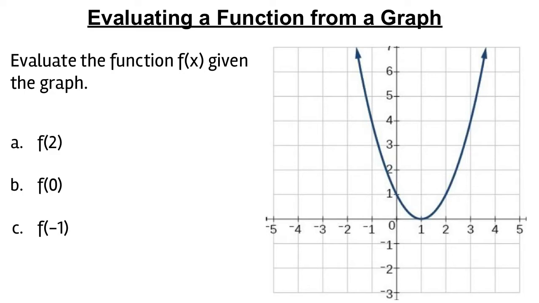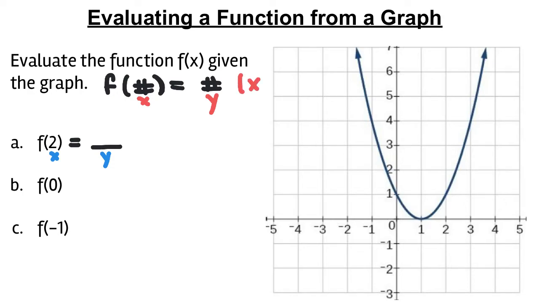So in these examples, we're going to evaluate the function given the graph. Now we know that function notation is always f of a number is going to be equal to some number, where the number in the parentheses is the x and the number outside is the y. So if I'm looking at the first value, we want to determine what f of 2 equals. Now what we know is that this value of x is the 2, and the number outside the parentheses would be our y. And since ordered pairs are always written as x comma y, we know that this could be written as 2 comma, and we need to figure out the value.